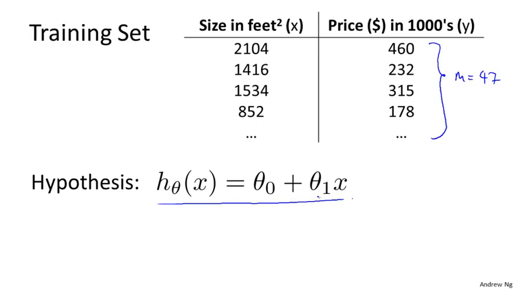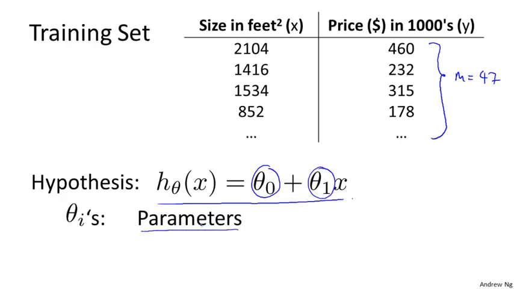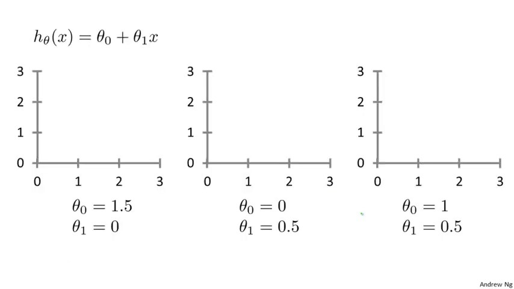To introduce a little bit more terminology, these theta 0 and theta 1, these theta i's are what are called the parameters of the model. And what we're going to do in this video is talk about how to go about choosing these two parameter values, theta 0 and theta 1. With different choices of the parameters theta 0 and theta 1, we get different hypothesis functions.